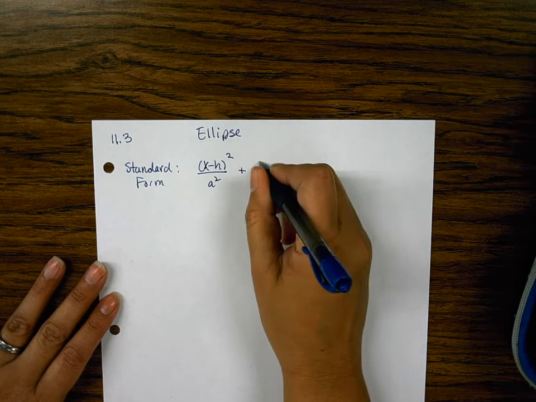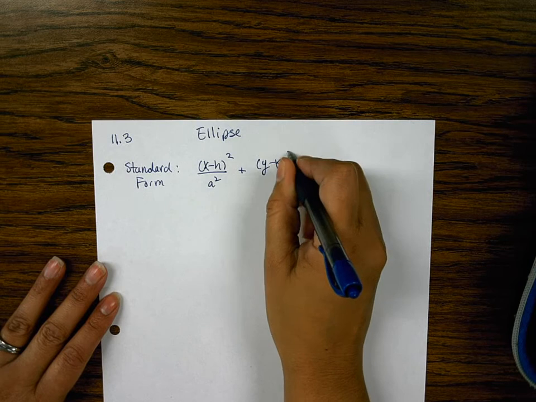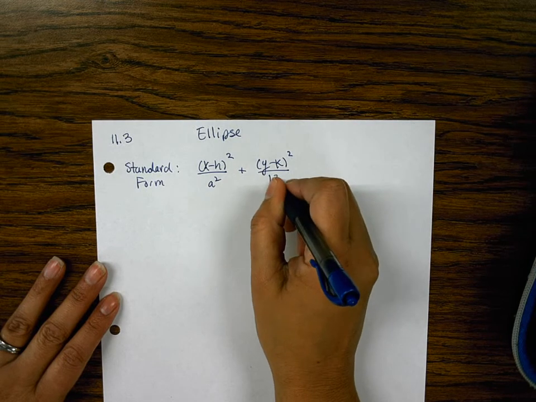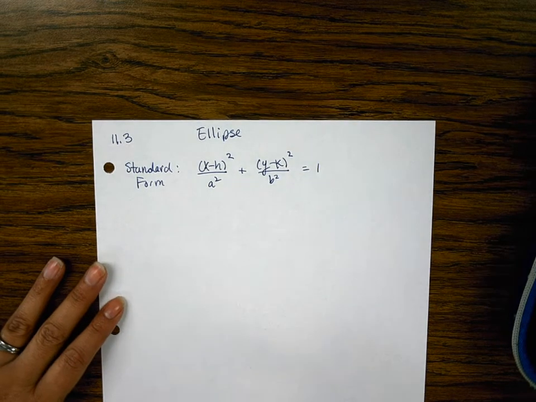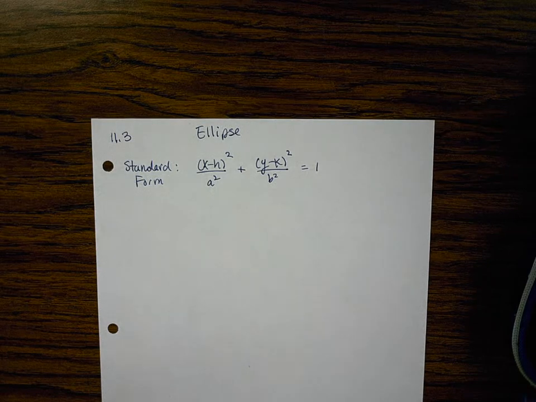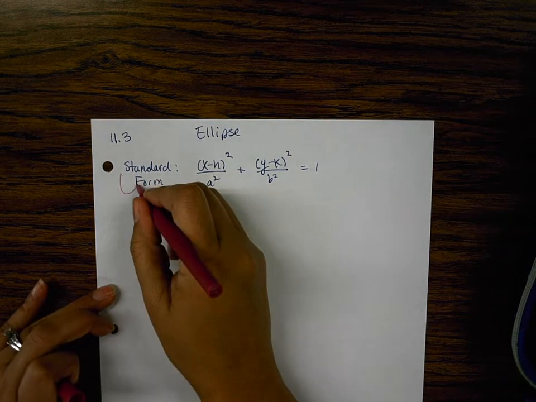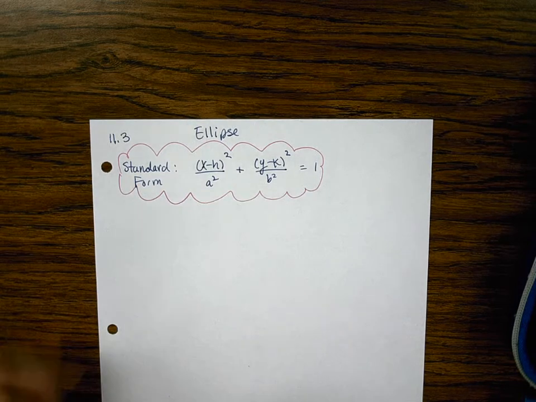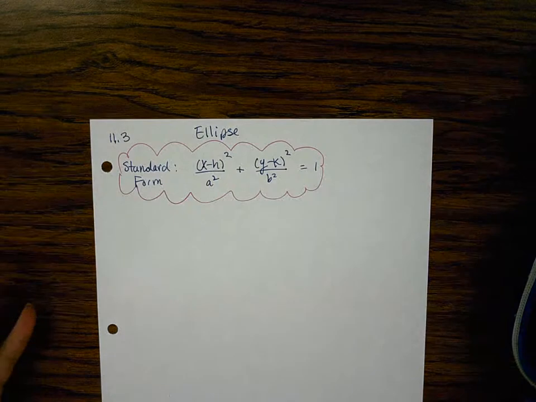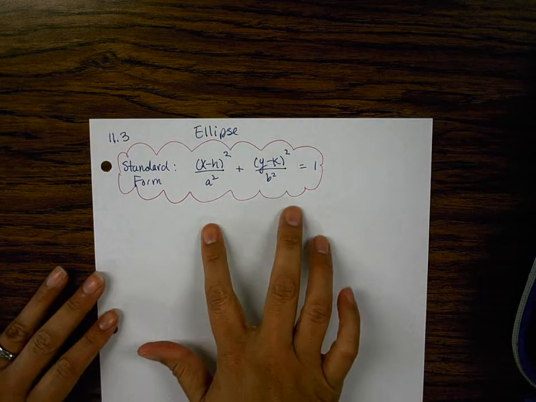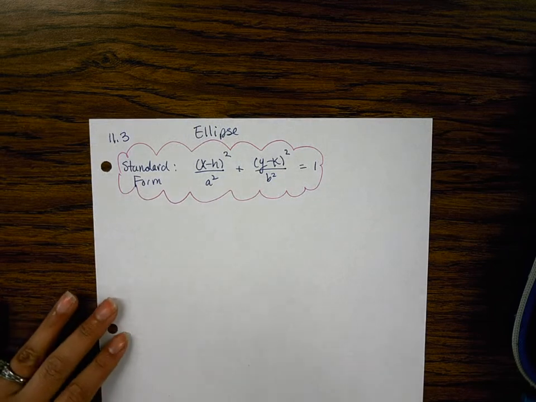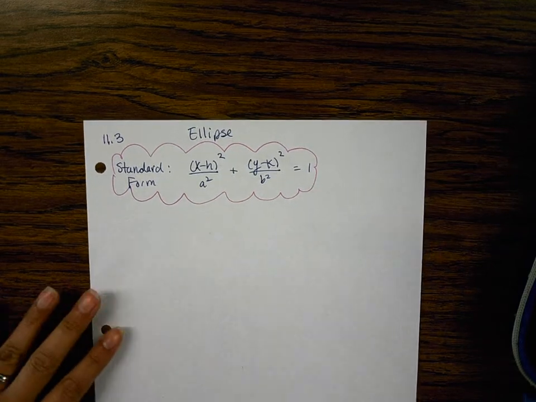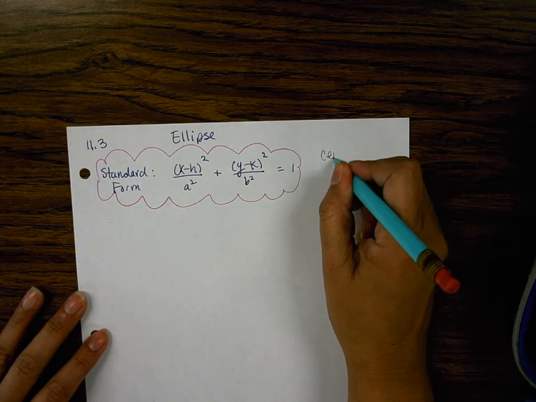The quantity of x minus h squared all over a squared plus the quantity of y minus k squared all over b squared equals 1. You will need to know this form because there will be questions on the test where they ask you to write it in standard form. You will need to know how to do this, and we'll go over that before.